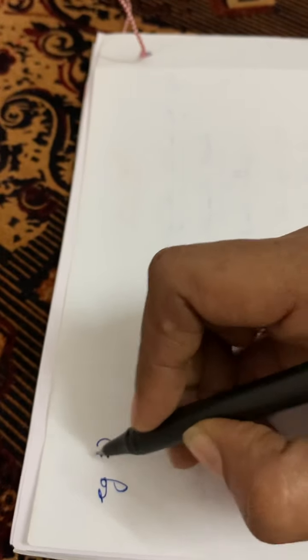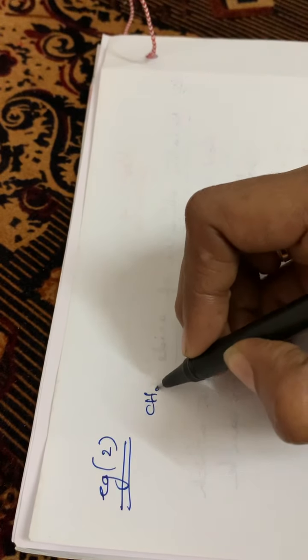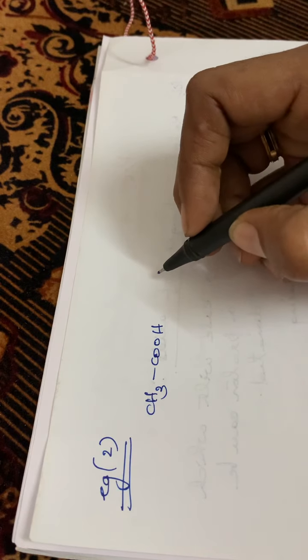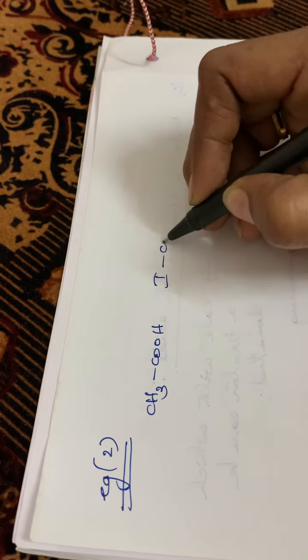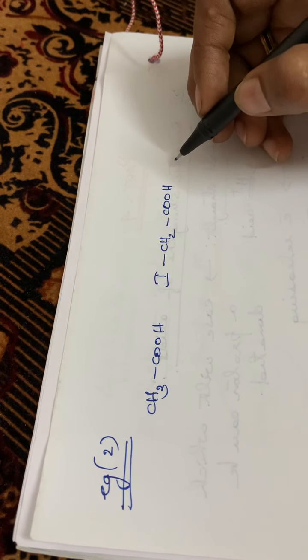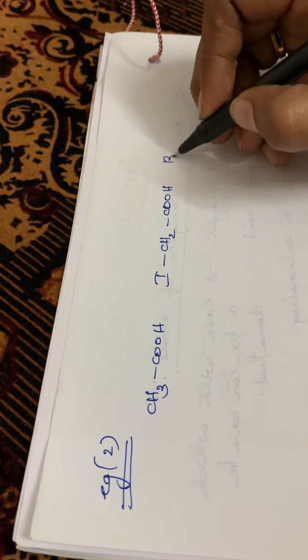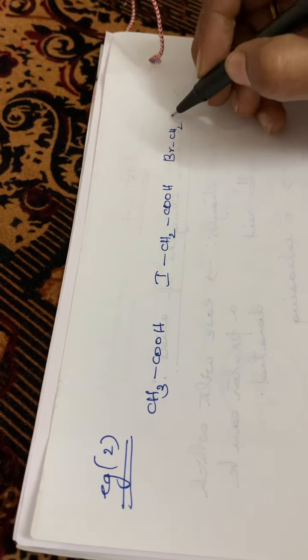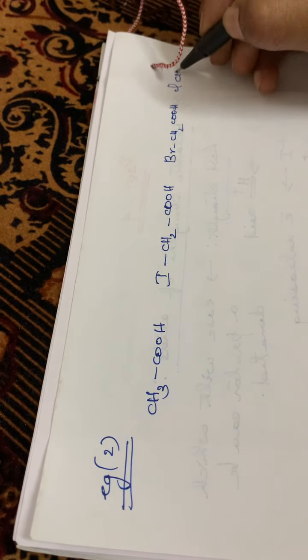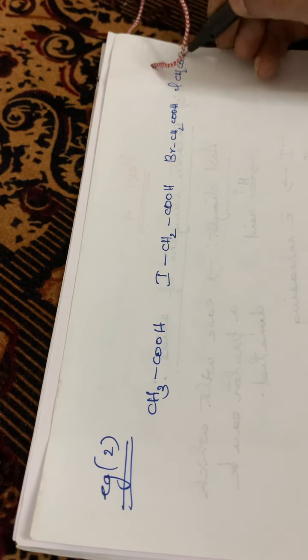Then the next example, example number 2. Acetic acid, CH3COOH. Then the next is iodoacetic acid, ICH2COOH. Then BrCH2COOH. Then the next is ClCH2COOH. Okay.